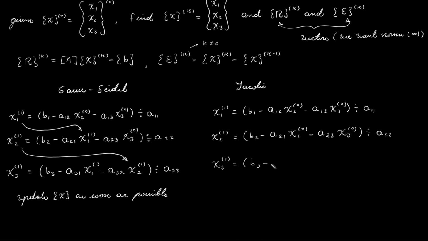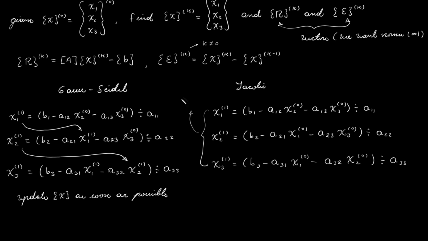So again, x3, b3, a31, x1 from the initial guess, and then a32, x2 from the initial guess. So you don't update them, you continue using the same ones. So now when I complete this whole process, when I do this new iteration, I will find my approximated values for x1, x2, and x3. And that's what I will call my new iteration.